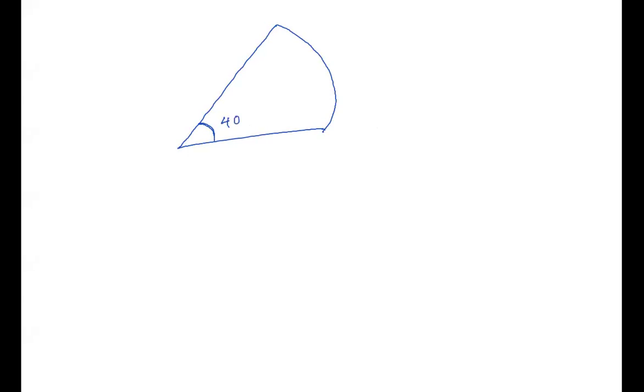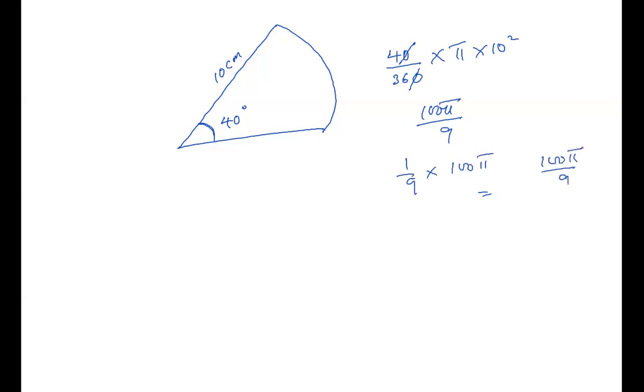This is 40. This one is, like, 10 centimeters. So the angle is 40, so it's going to be 40 divided by 360 times pi times 10 squared. So that gives you 100 pi divided by 9. Wait, why are you dividing by nine? When you simplify this one, you do 40 over 360, which gives you 1/9. So it's 1/9 times 100 pi, you know? So that gives 100 pi over 9. Then you now put that in the calculator.